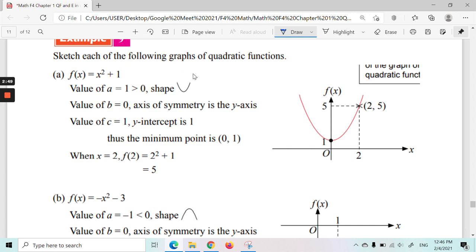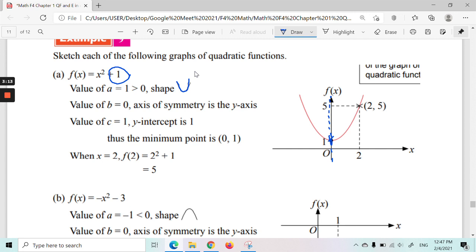So what you need to do? Never mind. First step, you identify a first. a is 1, so greater than 0, meaning the shape is U like this. And then you see b is 0, meaning the axis of symmetry is the y-axis. So this one is the axis of symmetry. And then c is the y-intercept, right here. So you can simply draw the curve like this.